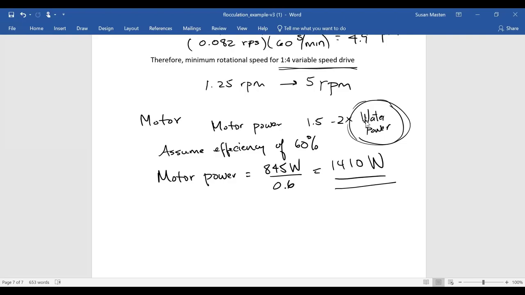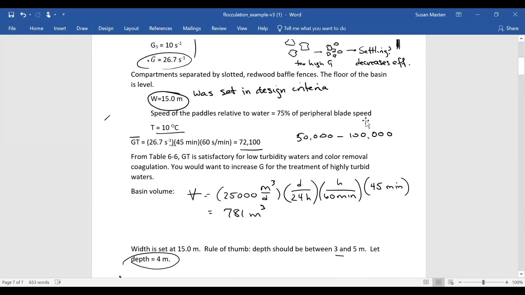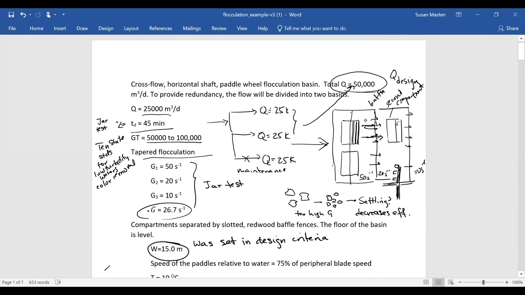So when you're thinking about designing it, for instance here, if we went way back at the beginning, I made a decision that my design flow was 50,000 cubic meters per day. I could have chosen to build the system with only two parallel trains, with each having a flow rate of 50,000 cubic meters per day. But I chose three. Is there an advantage to what I did versus designing only two?